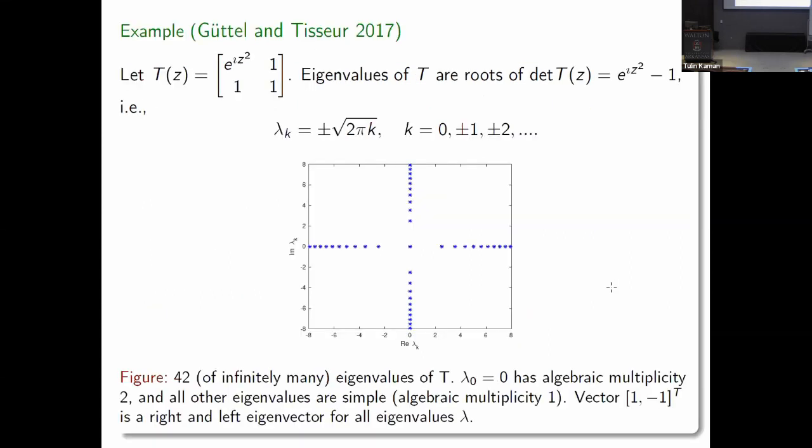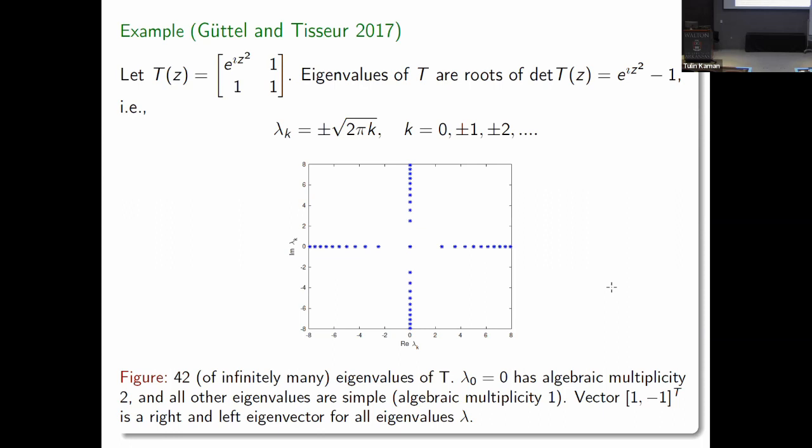Okay, so now I will give you the example that I mentioned, that we have an issue with the fact that even if we have a distinct eigenvalue, we don't necessarily have the corresponding eigenvectors being linearly independent. Take this very simple matrix valued function.